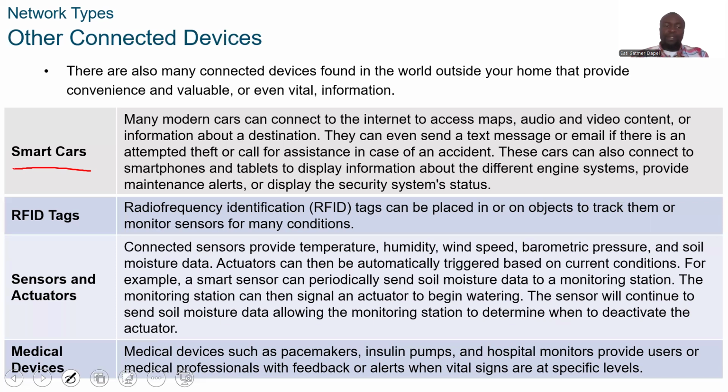Another one is called RFID tags. RFID simply means radio frequency identification tags.